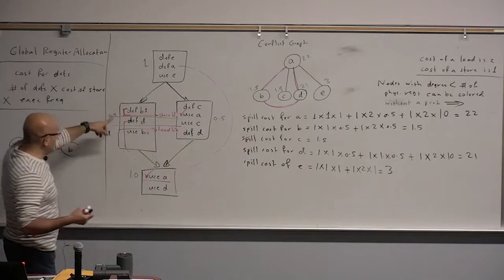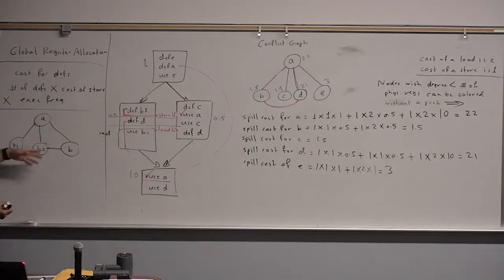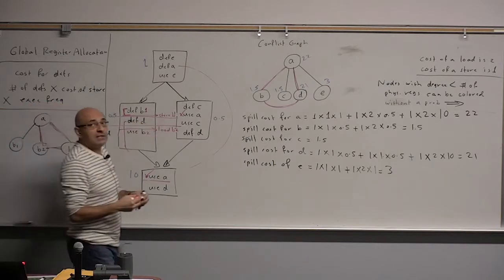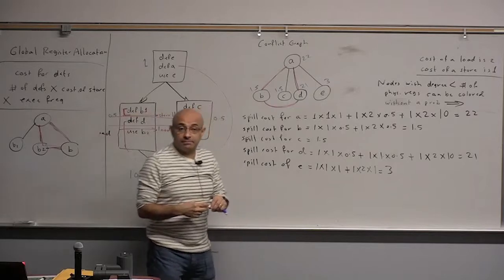We are spilling the cheapest, but it looks like even if we spill the cheapest, we still have this clique of size 3. So we still have 3 conflicting with each other. So this spilling, we added these loads and stores, and it didn't do us any good. Yeah. Okay.